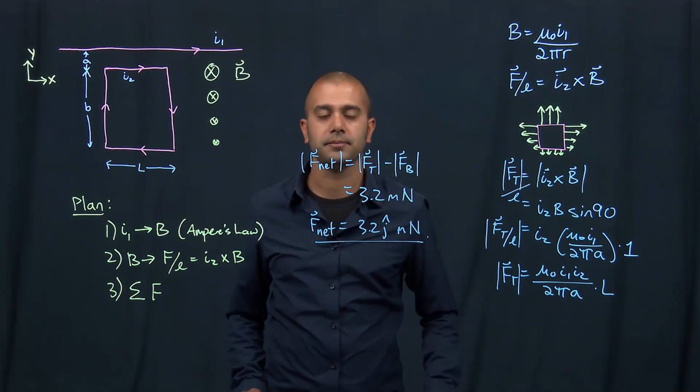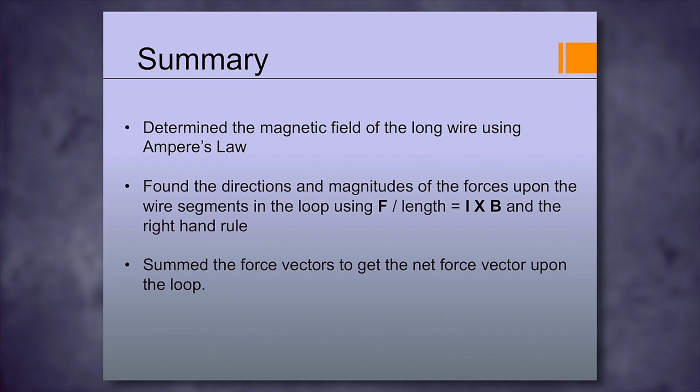Let's take a look at the summary. In this problem, we were asked to find the force of one current carrying wire upon another. We first determined the magnetic field of the first wire using Ampere's law. Then we found the directions and magnitudes of the forces upon the wire segments in the loop using the fact that the force per length is a cross product of the current in the field and using the right-hand rule. Finally, we sum the force vectors to get the net force vector upon the loop.